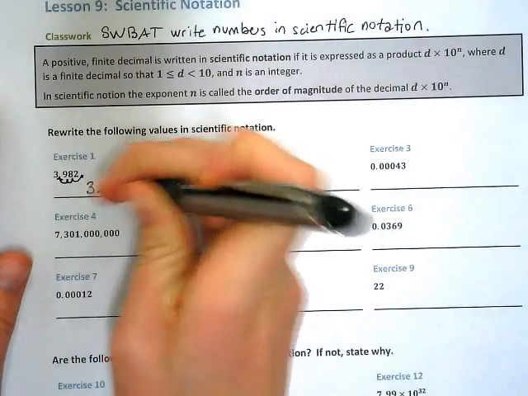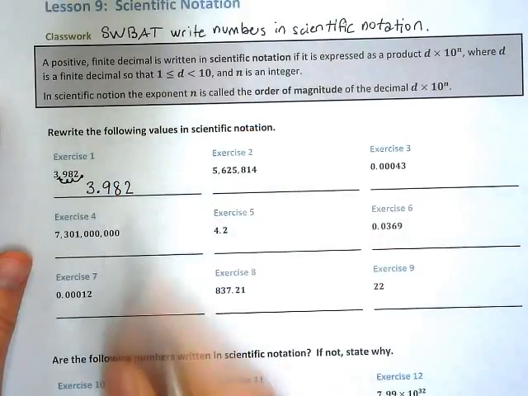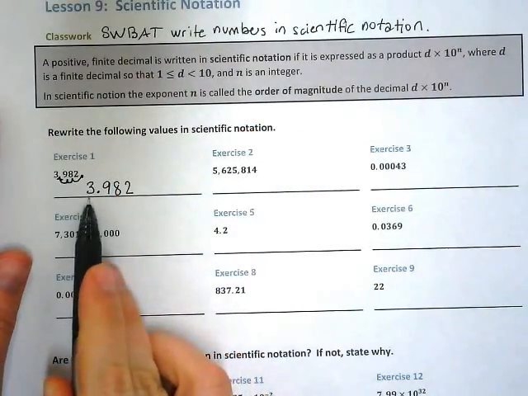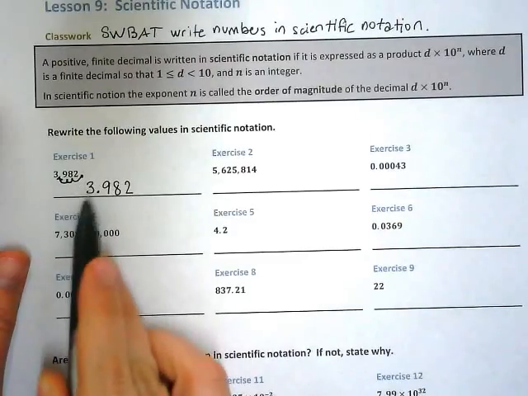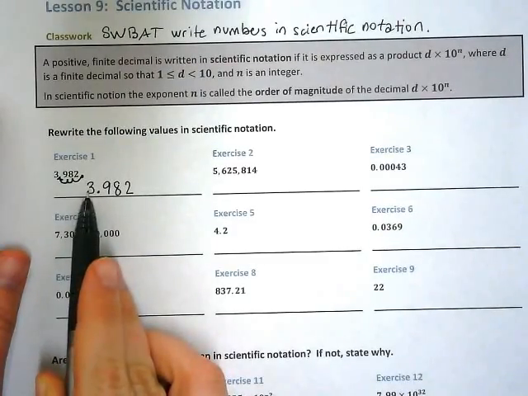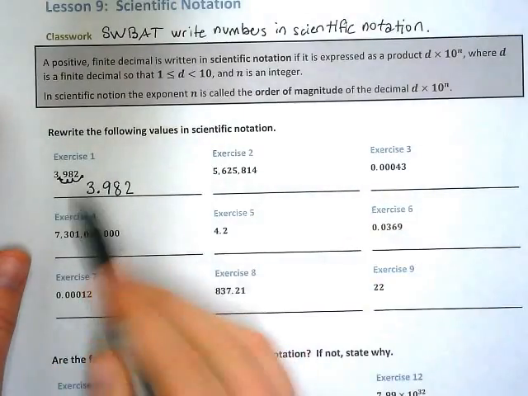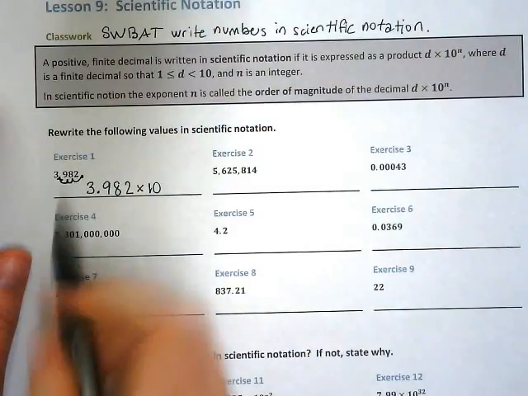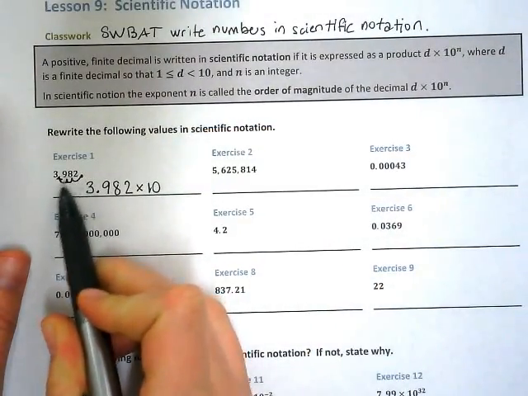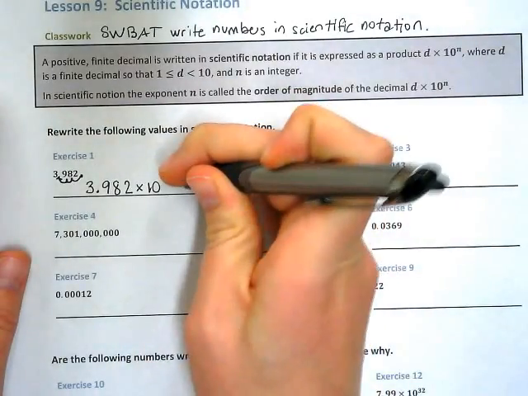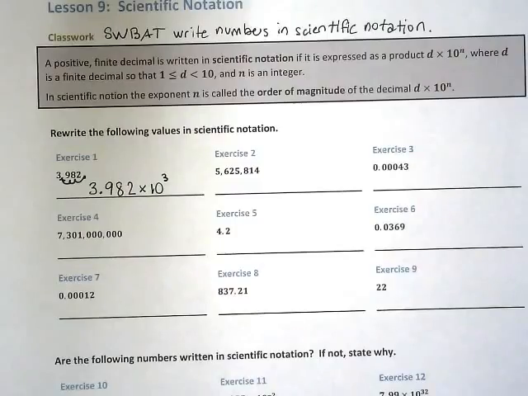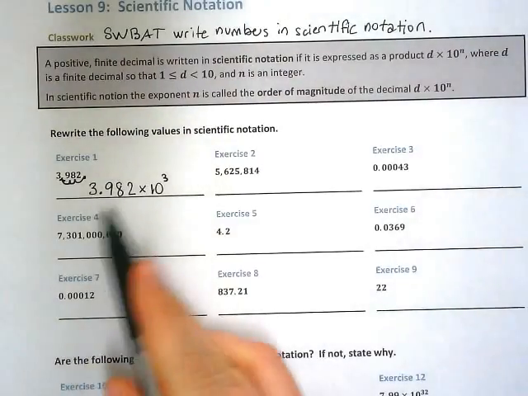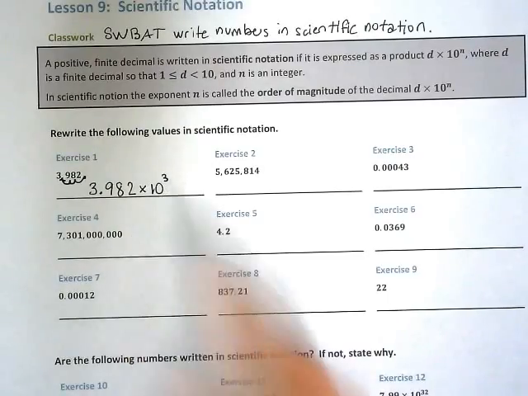That would be 3.982. We're only ever going to have one number in front of the decimal point. Whatever's in front of here should be in between 0 and 10. Okay, 3.982 times 10 to the something. Well, let's see. I had to move my decimal place 1, 2, 3 times. So that means I'm going to write it as 10 to the third. So that means the number 3,982 can be written in scientific notation as 3.982 times 10 to the third.